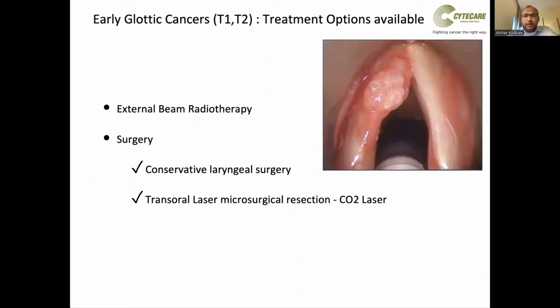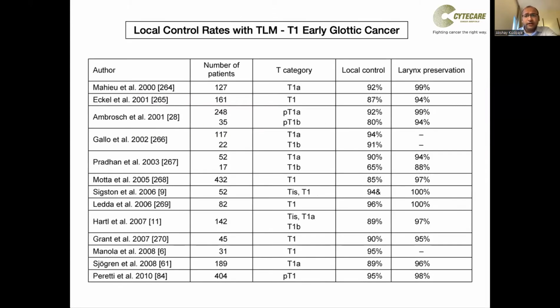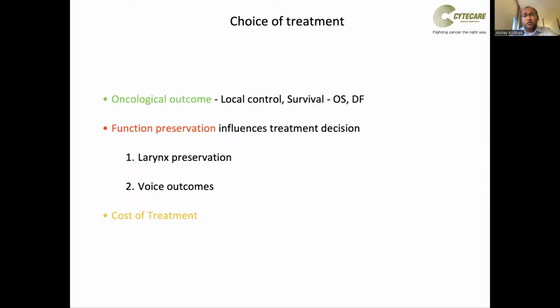The treatment options available are standard external beam radiotherapy, and the surgical options are conservative open laryngeal surgery as well as transoral laser microsurgery, the carbon dioxide laser being the preferred one. However, with better training and better understanding of this technique over the last 3 decades, transoral laser surgery is a preferred surgical option over conservative laryngeal surgery. The decision of choosing transoral laser surgery over radiotherapy depends on the oncological control rates, the function preservation, both in terms of voice preservation as well as long-term functional larynx preservation, and of course, in the Indian scenario, the cost of treatment.